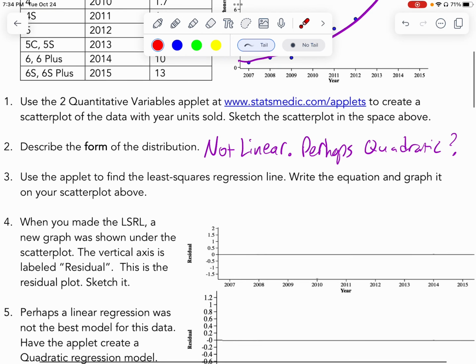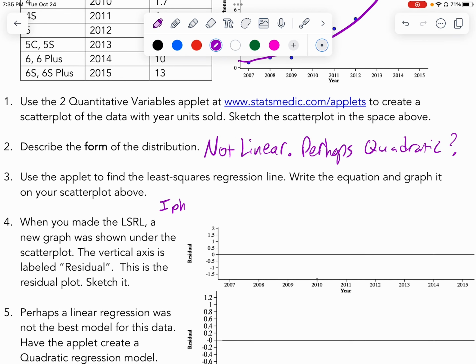Okay, I'm going to write it in context though. I'm going to say iPhones sold equals negative 3,222.6 plus 1.605 per year. And I'm going to remember this little hat, because remember what that hat means? It means the predicted number of iPhones that I'm selling is based on the year.